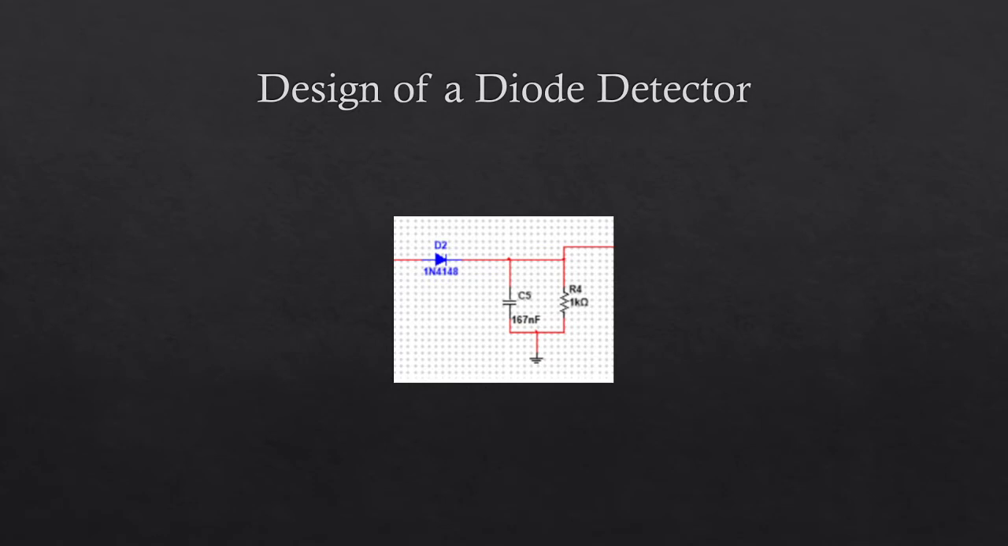So this is the design of the diode detector. To remove the radio frequency carrier from the signal, a simple diode detector such as this, consisting of a diode, a resistor, and a capacitor can be employed. The incoming signal is rectified by the diode, which allows only half of the alternating waveform to pass through it. The capacitor removes the remaining radio frequency signal components, while the resistor allows the capacitor to discharge, resulting in a smooth output.